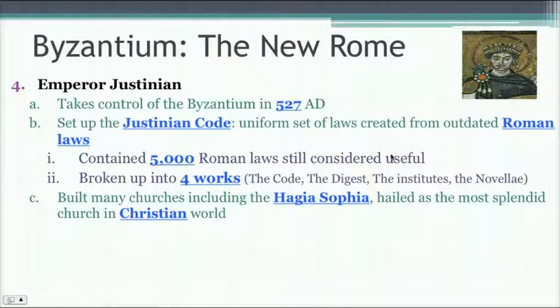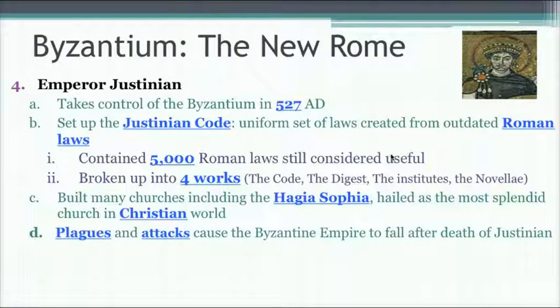It has since been turned into a Muslim mosque because this part of the world will be taken over by the Ottoman Turks, a Muslim group, a little bit later on in history. But it still stands today, and I'll show you some images of this on the next couple of slides. But he definitely wanted to prove that he was a strong Christian emperor, and this church is definitely a statement of that.